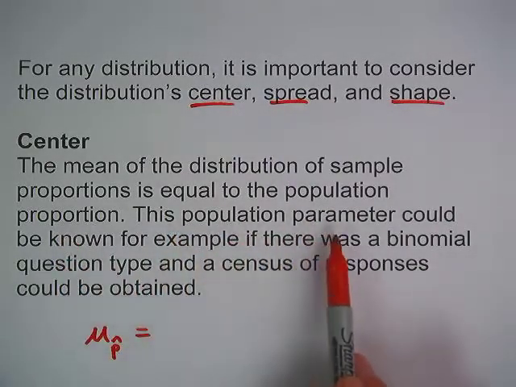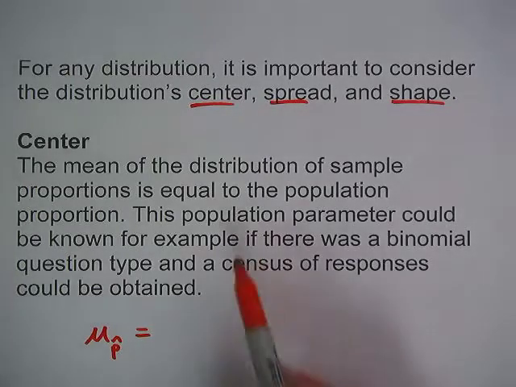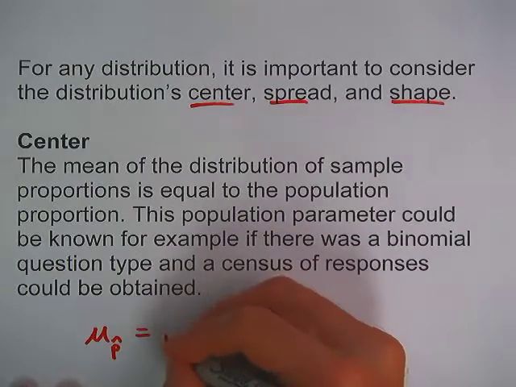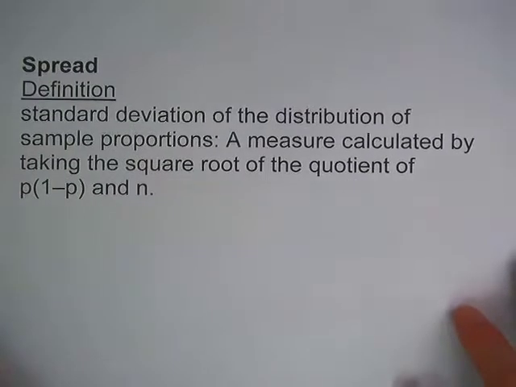Now this population parameter could be known, for example, if there was a binomial question type and a census of responses could be obtained. So if you're able to determine the population proportion, we know that that's going to equal the mean of the distribution of sample proportions. So this is an important relationship here. Mu sub p hat equals p. All right, so that is measuring the center.